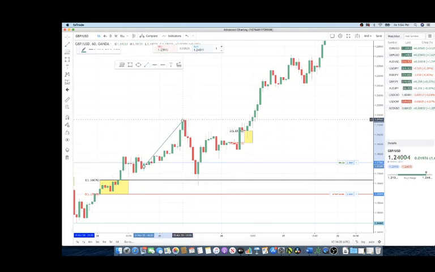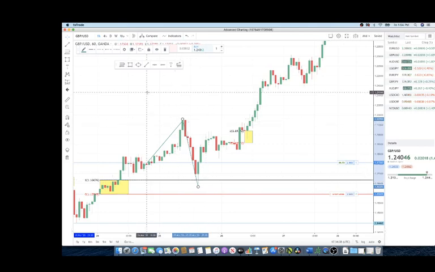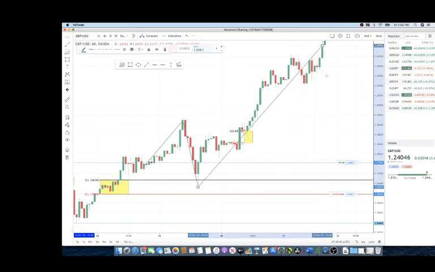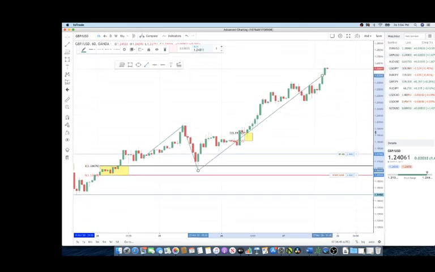I held my guns because I had calculated my risk, and my stop loss was already set, but it came back to the zone, and then afterwards it went right out, and it's still working until it hits my target.